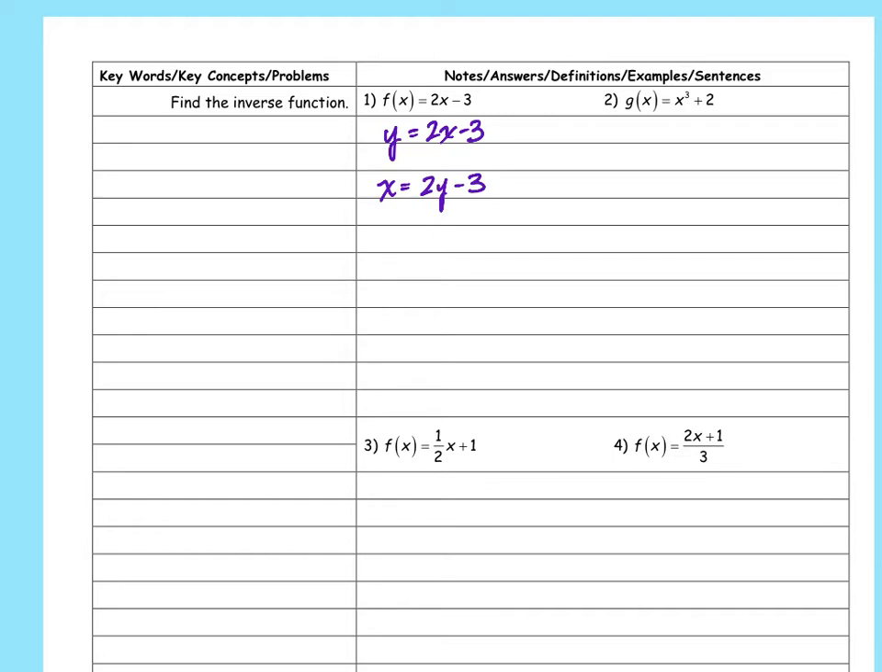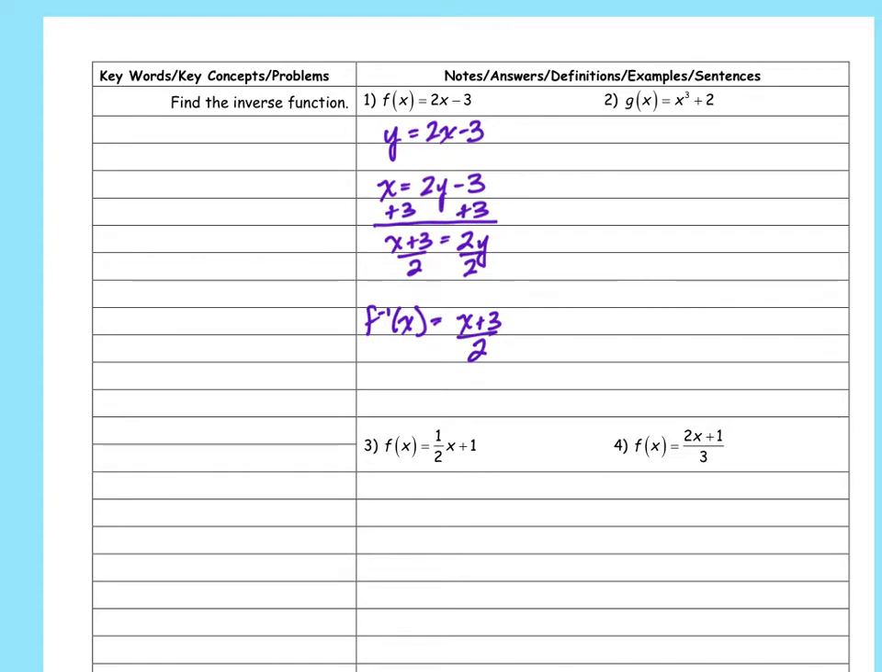So now I'm just going to solve for y. Just like you know how to do algebraically, we're just going to do it. So I'm going to add 3 to both sides. So I get x plus 3 equals 2y. Divide by 2. And I get y, but I want to show that this is an inverse, so I'm going to go back to f. So instead of writing y, I'm going to write f inverse of x equals x plus 3 divided by 2.